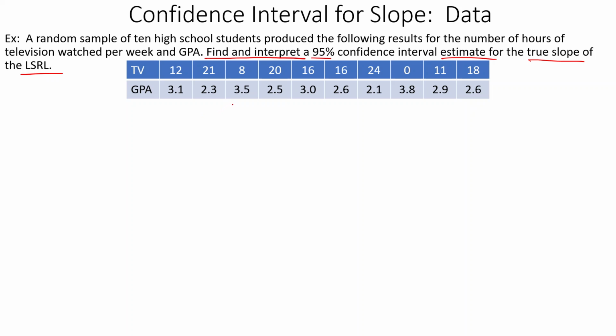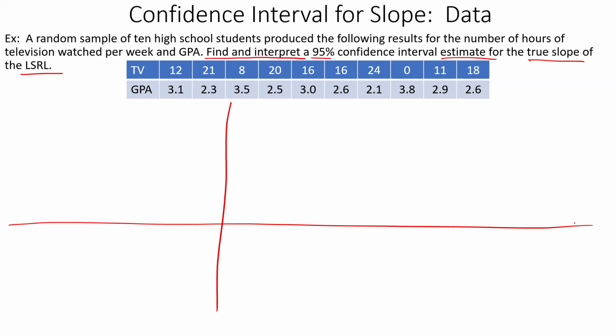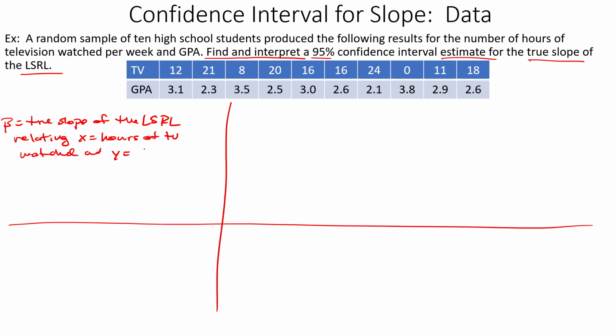All right, so let's do this. I'm trying to leave a bunch of space for the plan spot over here. So state: we want beta equals the true slope of the least squared regression line relating x and y. So x equals hours of TV watched, and y equals GPA. All right, so I've said what my variables stand for there, and our confidence level is 95%. All right, so we are doing a t-interval for slope.